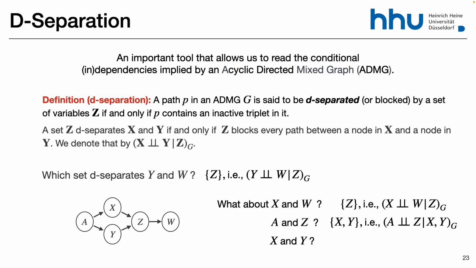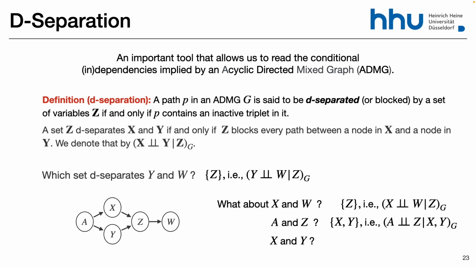A and Z maybe? No, Z is a collider. You don't want it in Z. Exactly. Perfect. Just A. If you condition on Z, U opens. If you condition on W, it also opens. You just need A. Right? So X is dependent of Y given Z. X is dependent of Y given W.